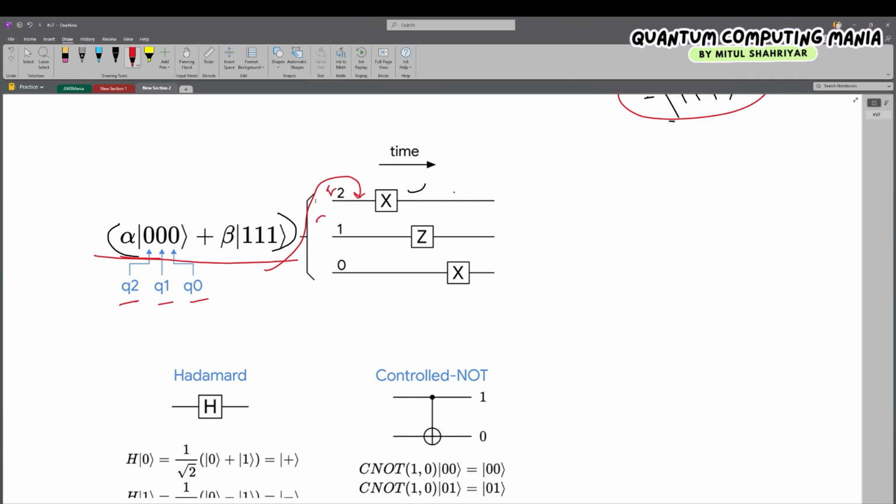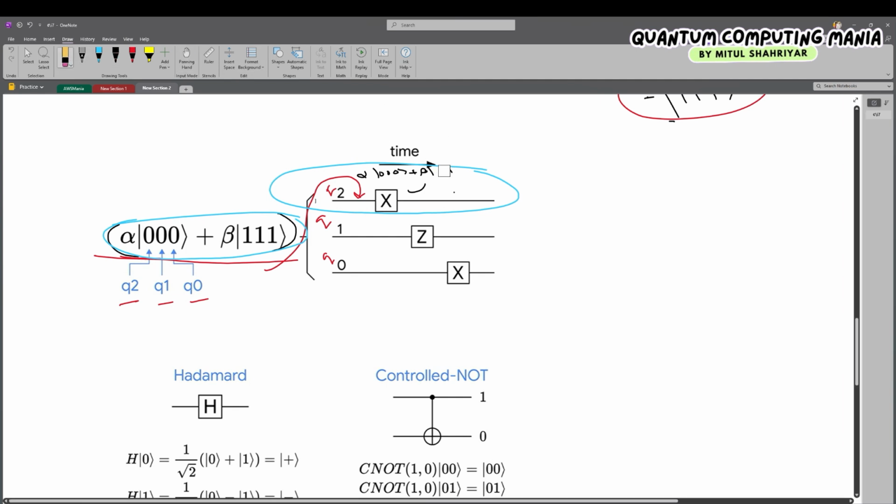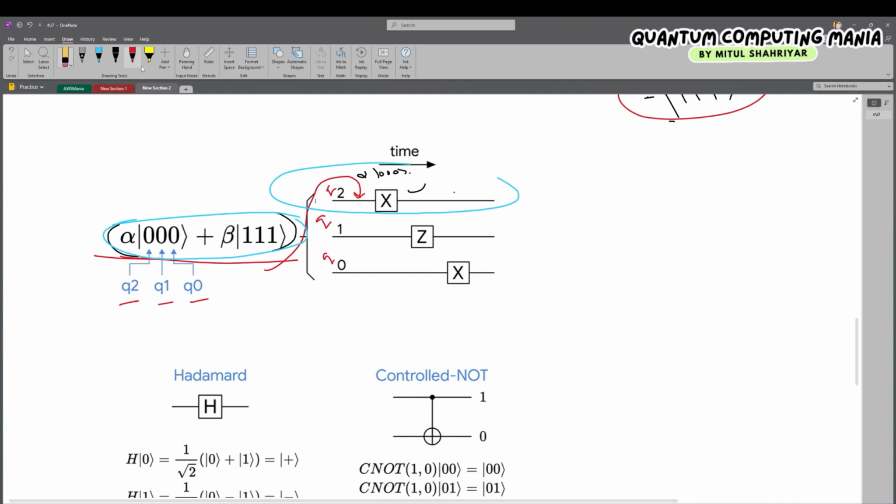Just avoid this one. This means qubit 2 operations, qubit 1 operation, qubit 0 operation. We are passing it here. We are currently working only with this one, step by step, but we have passed the whole thing. Now understand what's happening. Here we have alpha 0 0 0 plus beta 1 1 1. This space is very low, so let me just write it: beta 1 1 1.